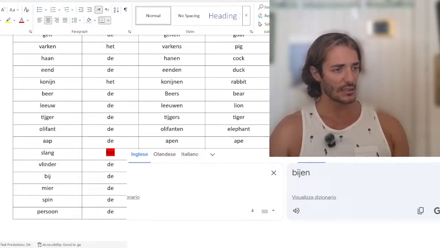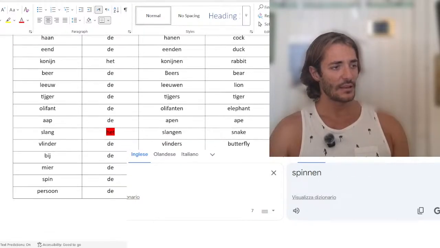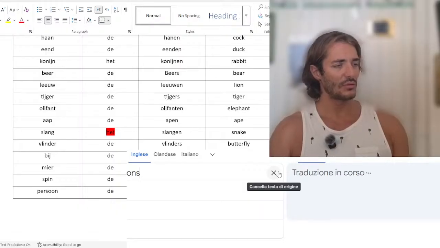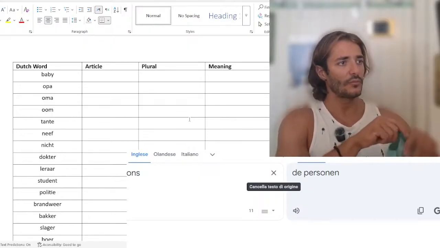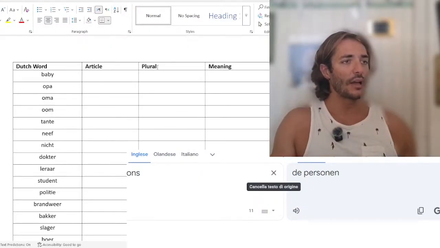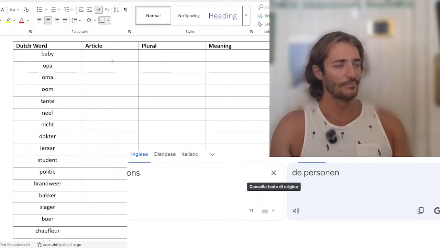Mieren, ants. Spinnen, I think this doubles the N. Let's check. Spiders. Spinnen, yes. De personen, probably it's with one O. The persons or the people. De personen, yes. Okay. So now we go back to the article and meaning.